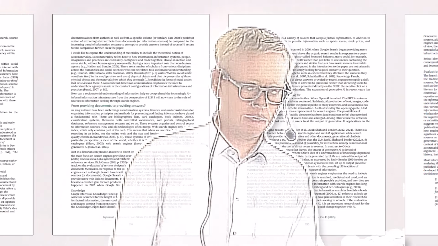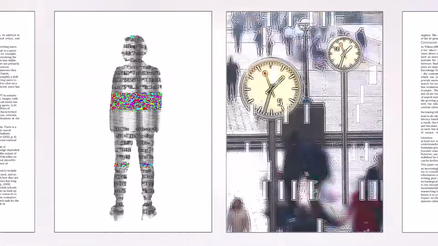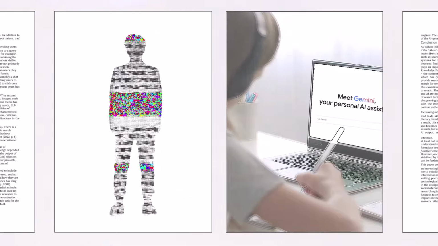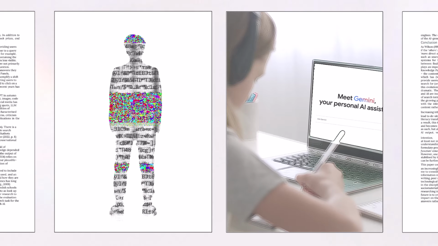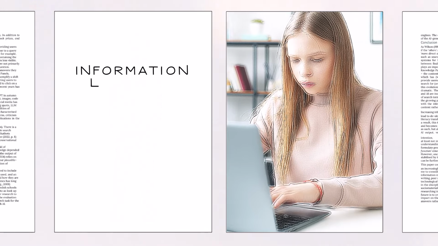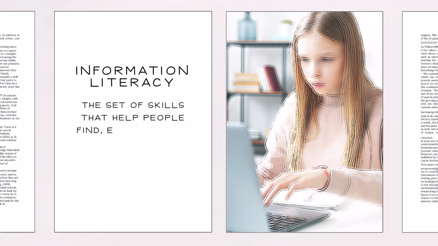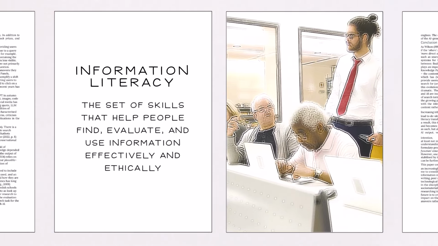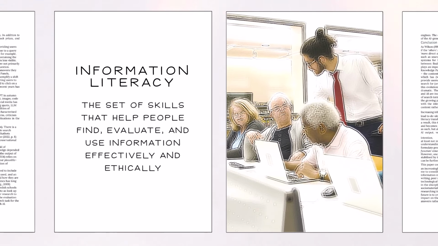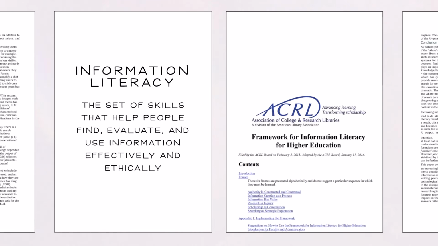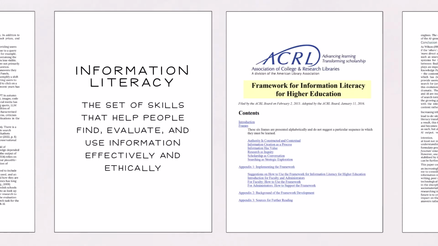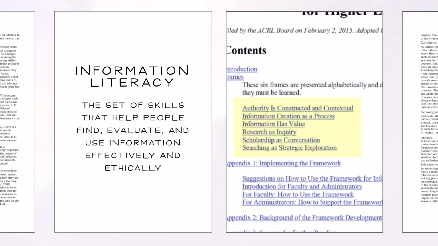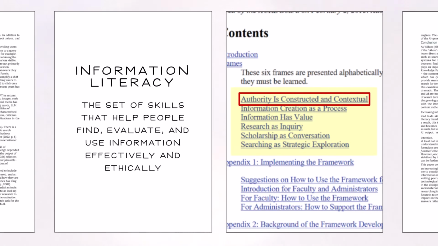Nearing the end of the paper and upholding his socio-technical theoretical orientation, Sundin shifts attention to the implications of generative AI and LLMs upon society. In particular, for information literacy, the set of skills that help people find, evaluate, and use information effectively and ethically. Librarians have a long tradition of teaching information literacy. We champion best practices such as the ACRL's Framework for Information Literacy and its 6 frames. Note that the very first concerns assessing the authority of information.